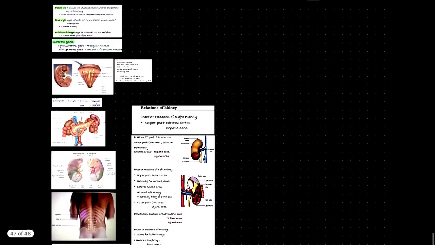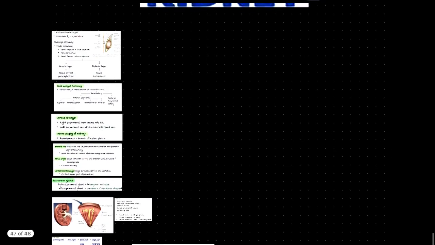The main thing that we'll be covering is the relations, right? Anterior relation, posterior relation. We'll be talking about the layers, the covering of the kidney, and the blood supply of the kidney. Okay, now without delay, let's move.